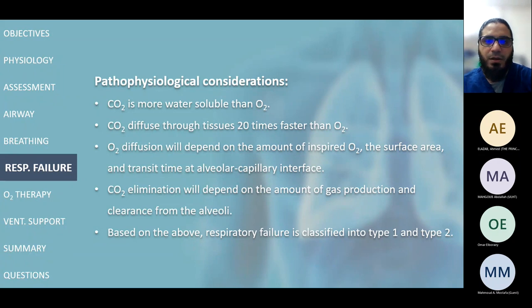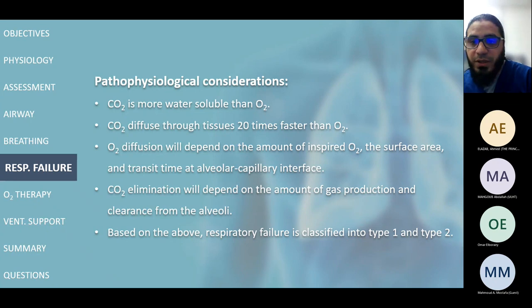Oxygen is less water soluble. It needs specific parameters optimized to move from the atmosphere into the body. As you can see in the third point, the amount of oxygen that is inspired is really important. And once it reaches the alveoli, it needs a healthy alveolar capillary membrane to move across, and it needs a huge surface area to facilitate that.